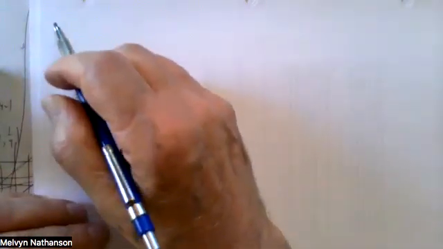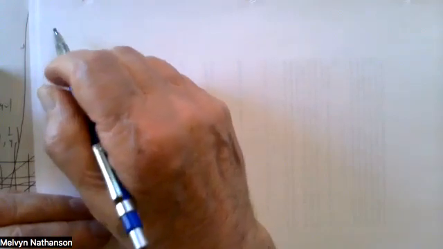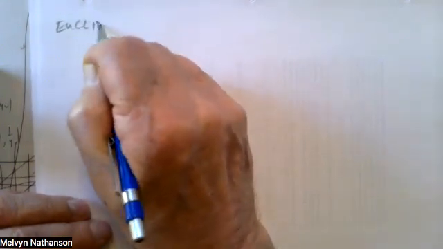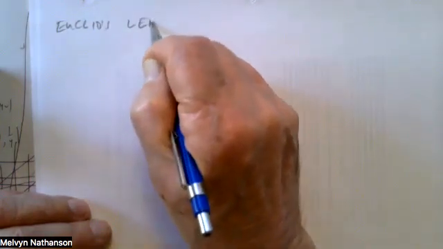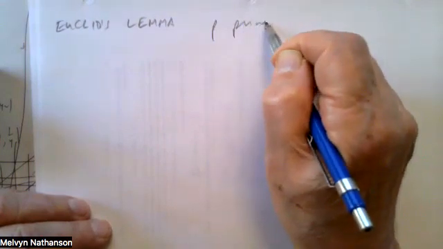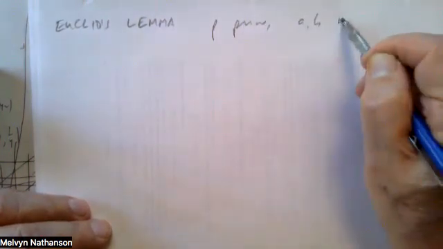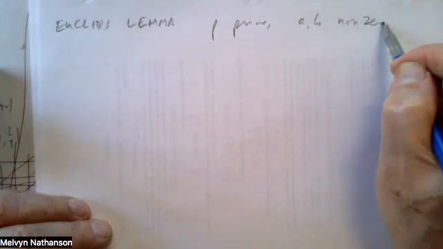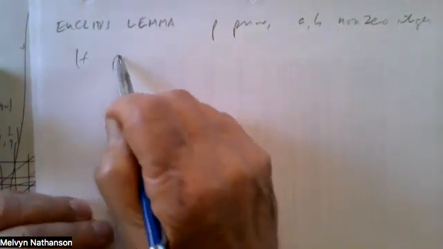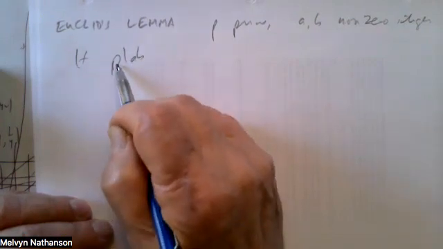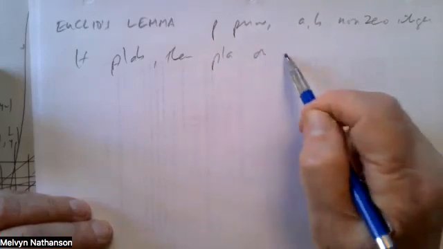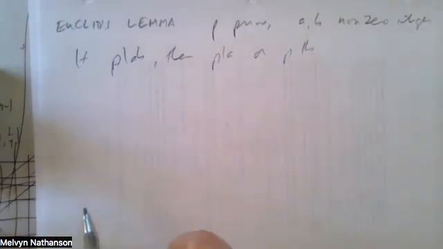And now we come to a very important proposition, which is what I mentioned earlier, what is called Euclid's lemma. That's not the name the book gives it. So P is a prime and A, B are non-zero integers. If P divides the product of two numbers, A and B, then P divides A or P divides B.